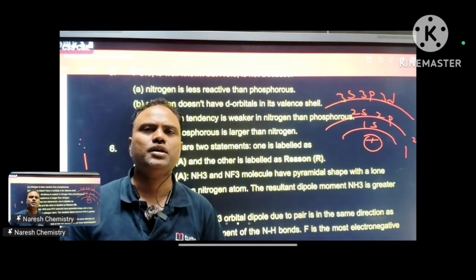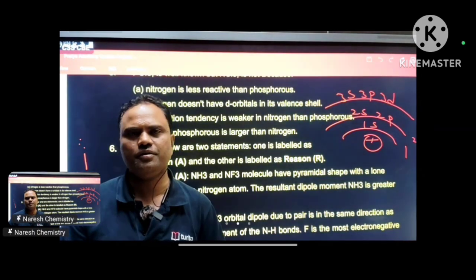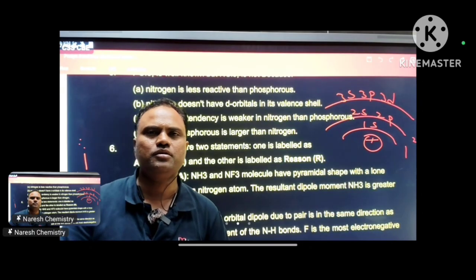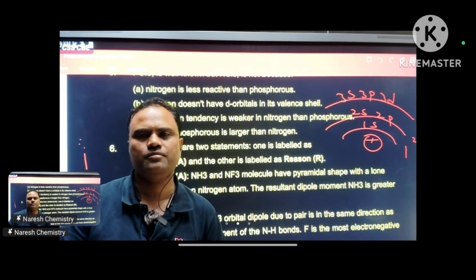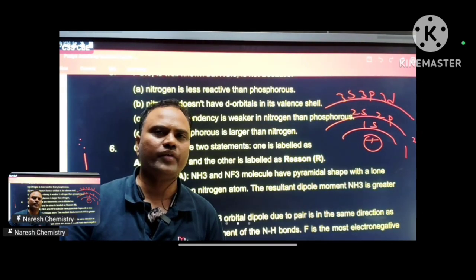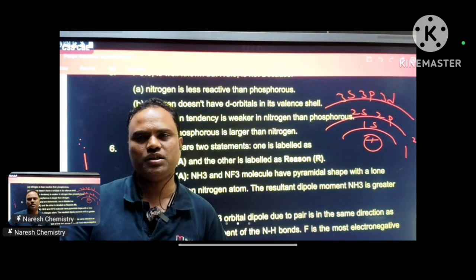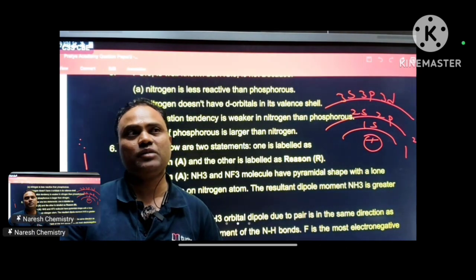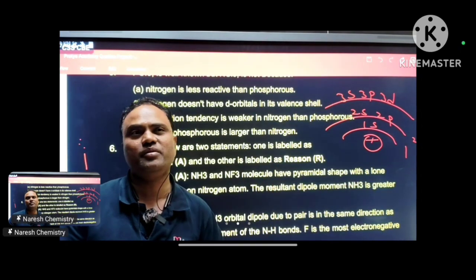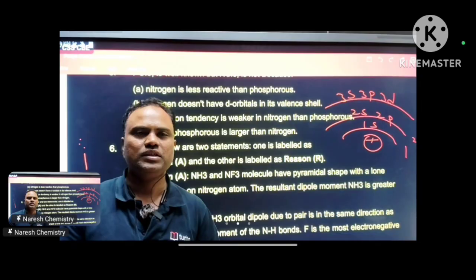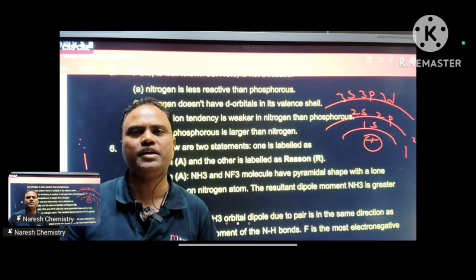Phosphorus and nitrogen, which belongs to third period? Phosphorus belongs to third period, so phosphorus is having vacant d orbital. It can expand its valency. PCl3 is possible and PCl5 also possible, because it can expand its valency due to presence of vacant d orbital. Those extra d orbitals accommodate electrons. Clear?